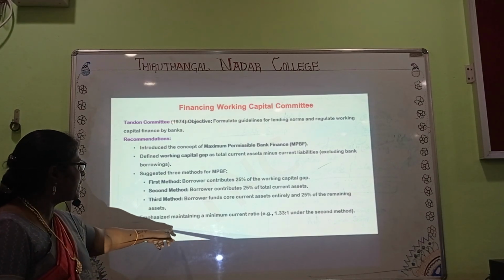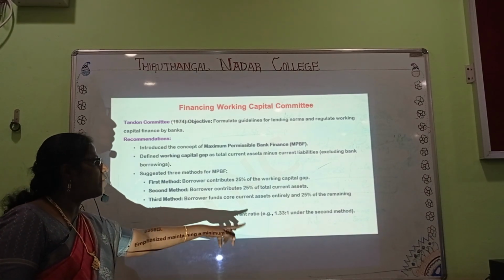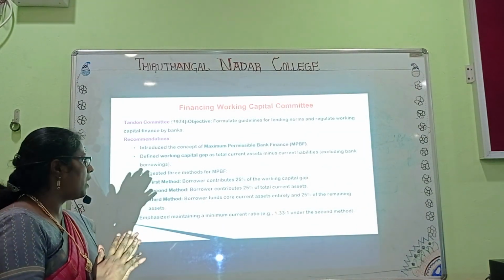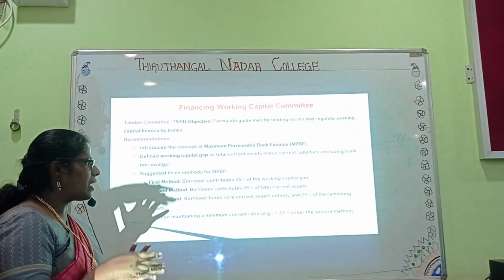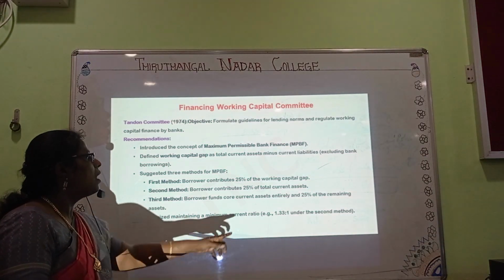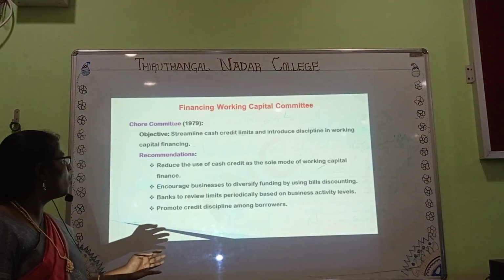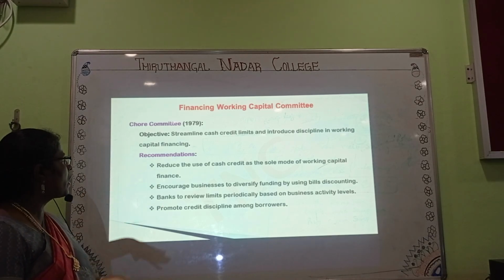And it emphasizes maintaining the minimum current ratio. You know what is current ratio? Current ratio means current assets divided by current liabilities, and the ratio is 1.33:1. Okay, and next we are going to discuss about the core committee.